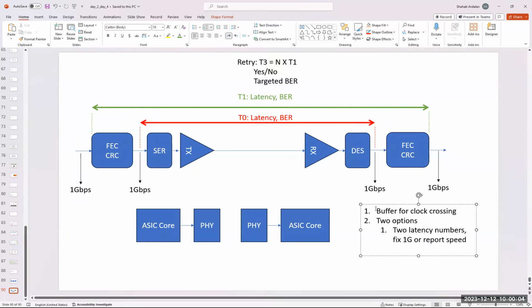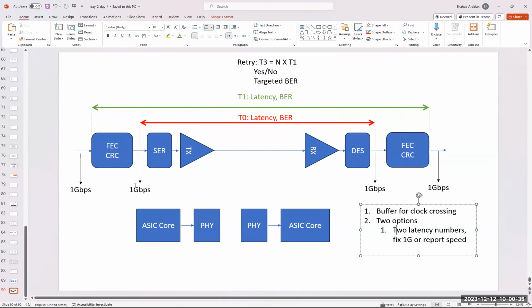Okay, then I will keep these two items as open. Anyway, we have to put the elastic buffer and we are running out of time. If you don't mind, think about these two issues. Where should we put the elastic buffer and how should we reflect it in our latency measurement. And the second one is we have two options: either ask people to report this number, or just fix it at 1 gig.